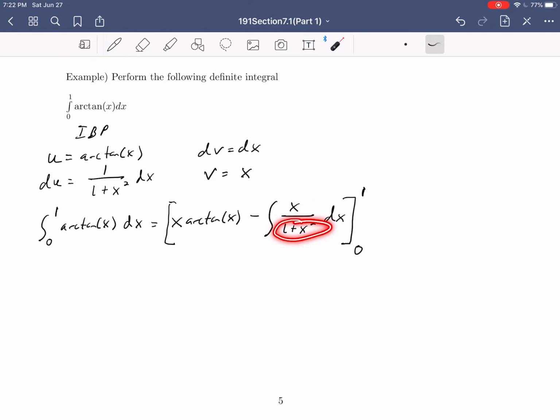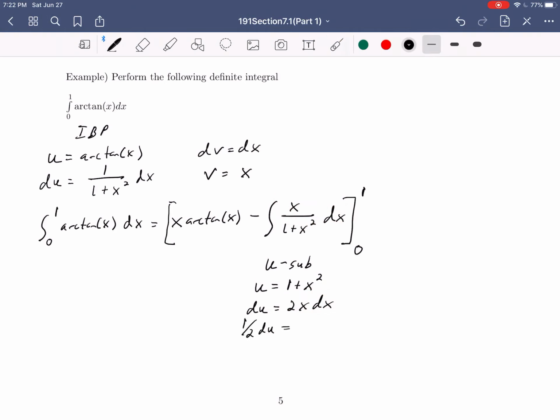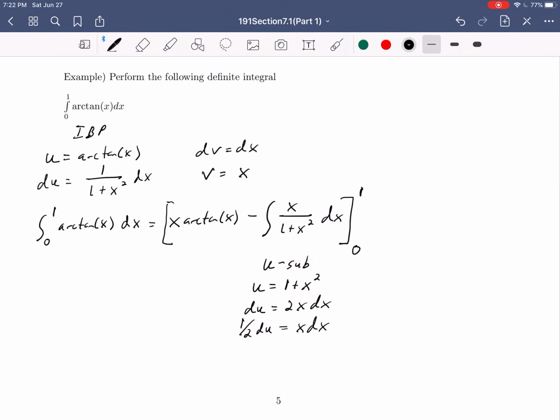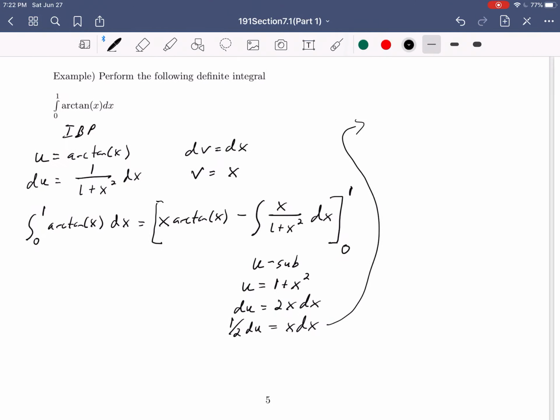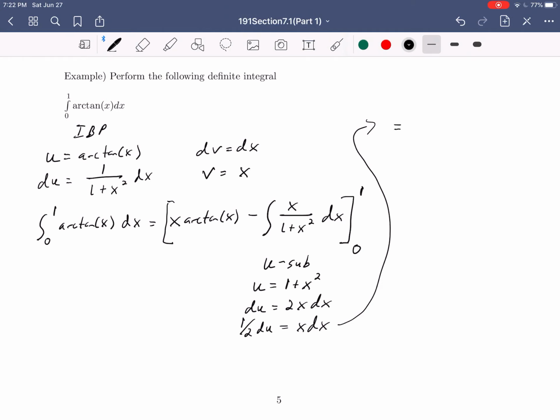But notice that down here, the derivative of 1 plus x squared is 2x, which we have something resembling that here. So we can actually do this as a u substitution. So we're going to do a u sub here, with u being 1 plus x squared, and our du being 2x dx. We don't quite have 2x dx, we have x dx. So we can think about this as 1/2 du is x dx. So we'll go ahead and pull this stuff over to here. So we have our x arctan x minus the integral.